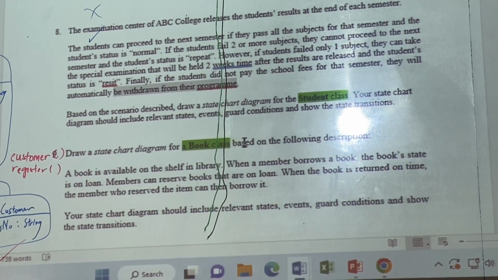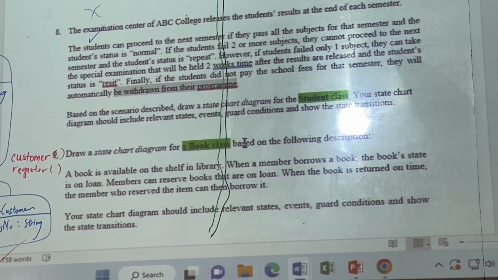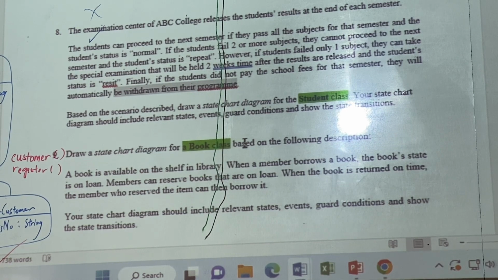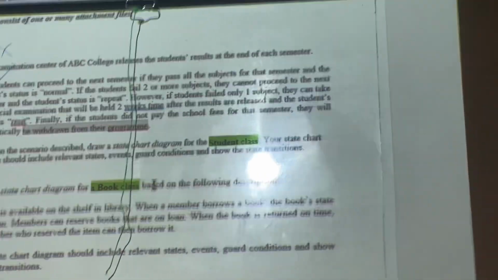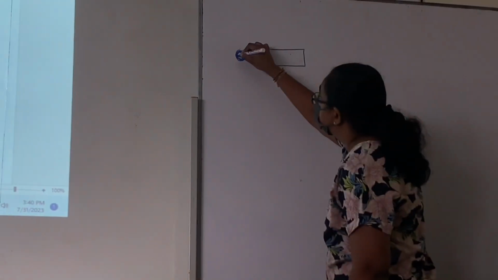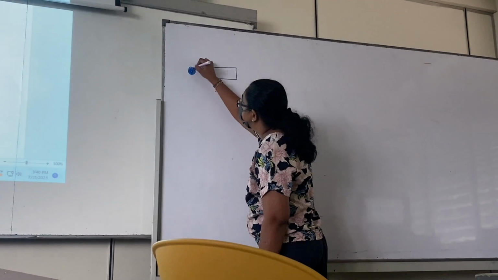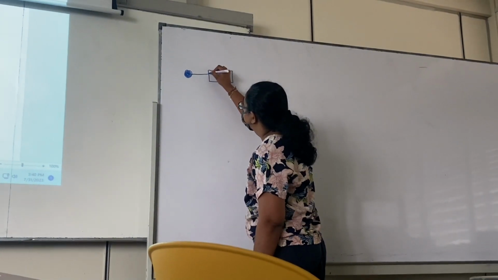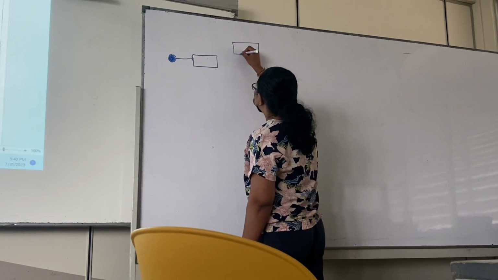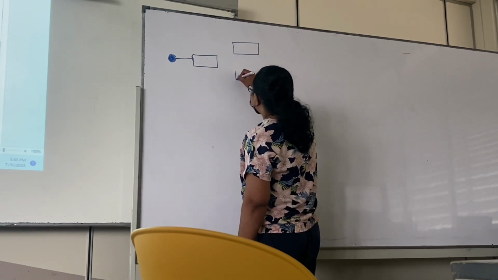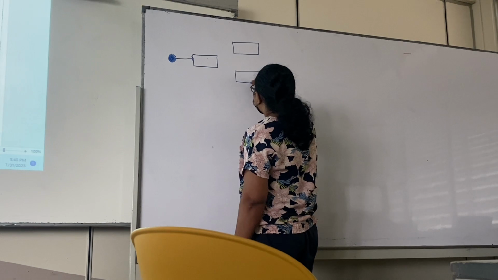Okay, now tell me, how many stages are there? First, initial. What is the status? Then you have the start button. Okay, start. Then go to the next. Then what else do you have? Can you tell me the statuses, please? How many statuses? 3. Only 3.